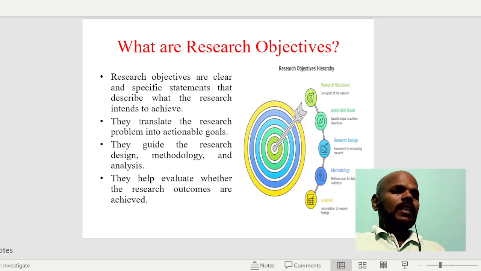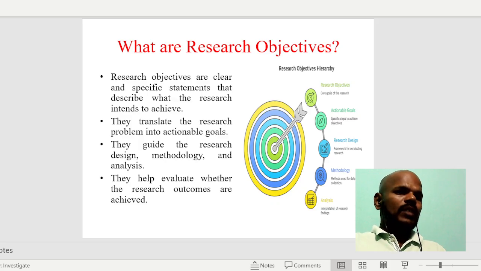A research objective is one clear statement, right? A clear statement of the aim. So here the problem is turned into actionable goals. That means that if it is one statement, it is converted into actionable goals, phase by phase. For example, if you have a problem that is a very big task, we can solve that big task by breaking it into small sub-problems. So that is an actionable goal.